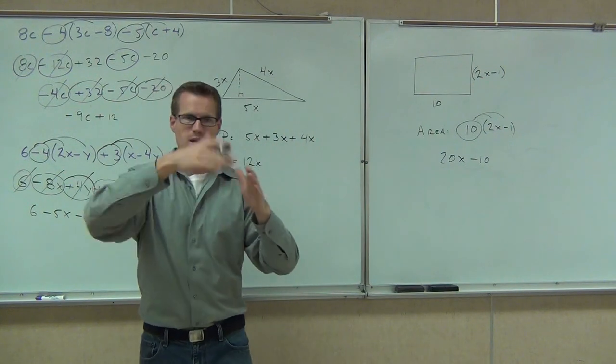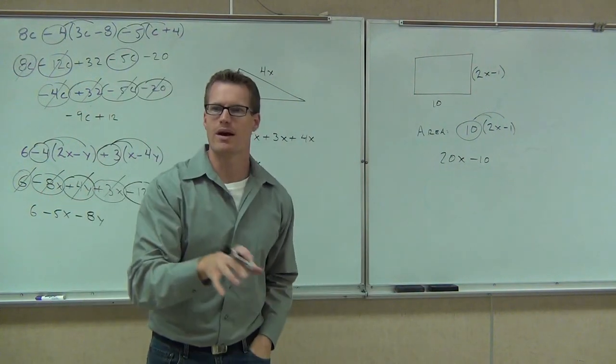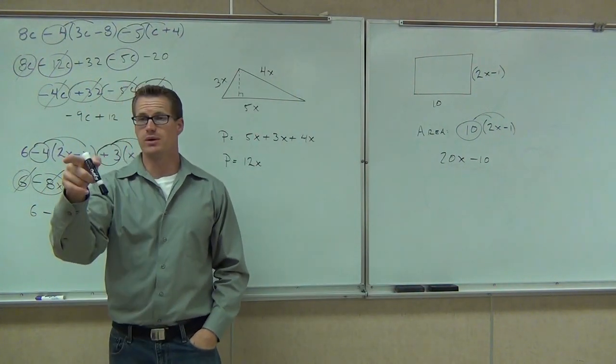Because a triangle is basically half of a rectangle. That's the theory that you're using on that. So we're not quite there. We might get there someday. Good question, though. Any other questions?